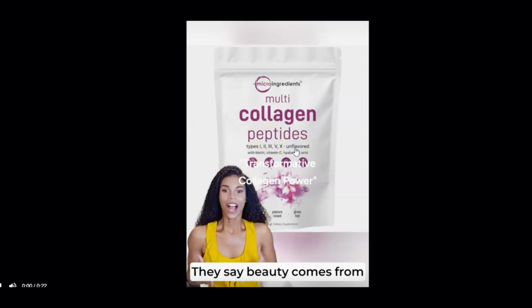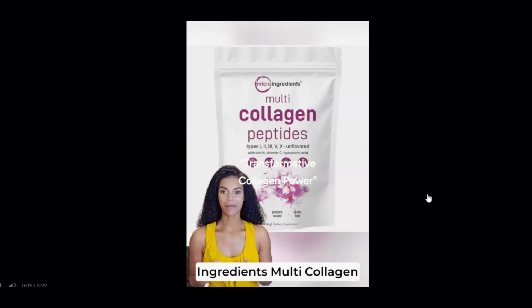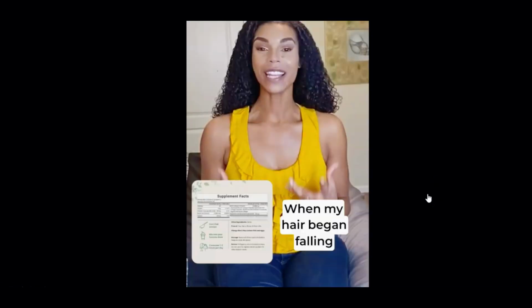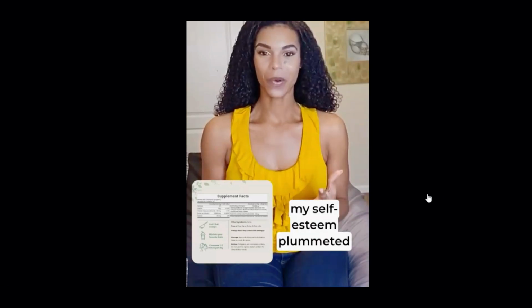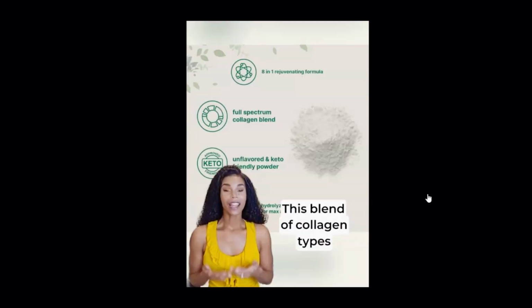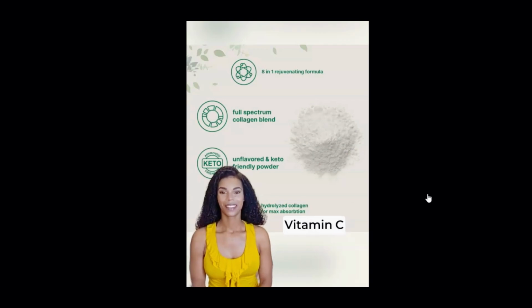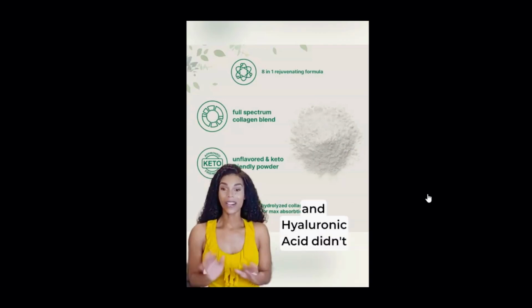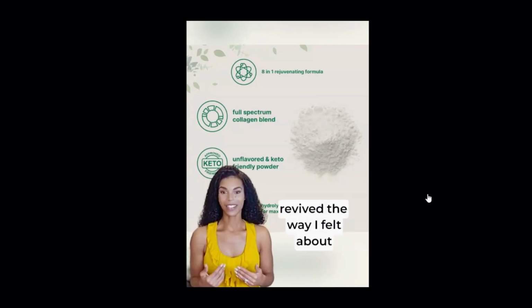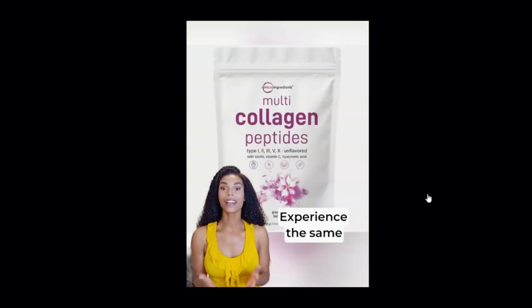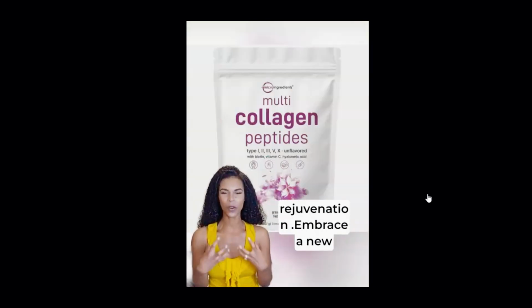They say beauty comes from within, and they're right, especially with something as transformative as micro-ingredients multi-collagen peptides powder. When my hair began falling out, my self-esteem plummeted. This blend of collagen types with biotin, vitamin C, and hyaluronic acid didn't just restore my hair, but revived the way I felt about myself. Experience the same rejuvenation. Embrace a new you today.